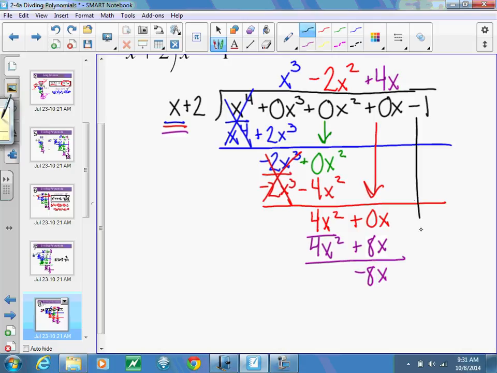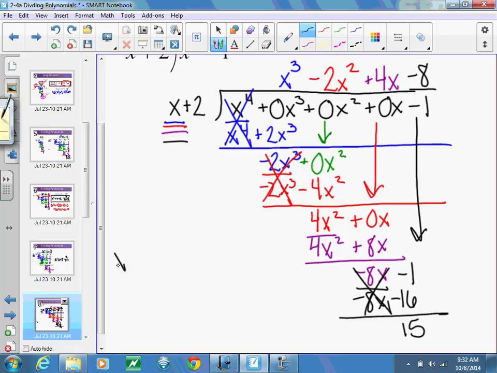And the next part here, we're going to bring down the negative 1. Almost done. One last one here, where we're going to look at x times what gives us negative 8x, which is a negative 8. And I get negative 8x. And then negative 8 times 2 is a negative 16. And we're going to subtract, and I end up with a positive 15 for our remainder. So my solution ends up being x to the third minus 2x squared plus 4x minus 8 plus 15 over x plus 2.